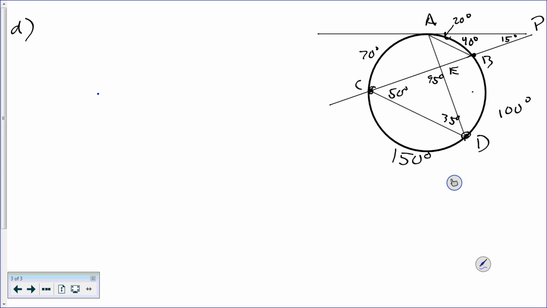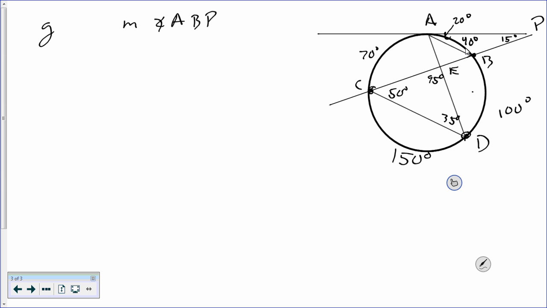That was E and F. Right. So G. We want to know the measure of A, B.